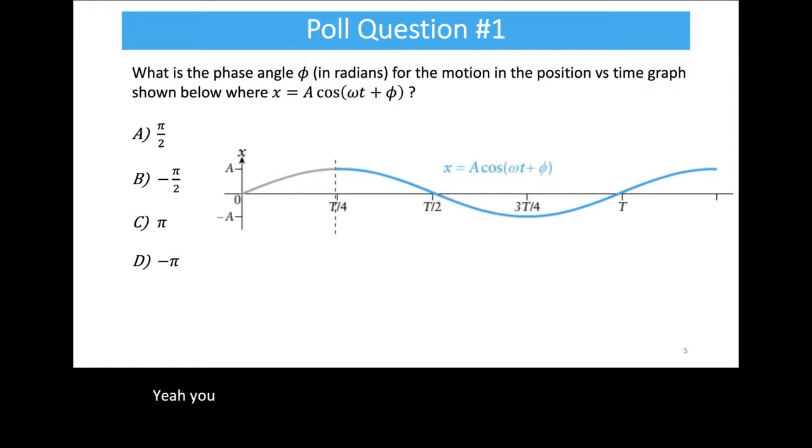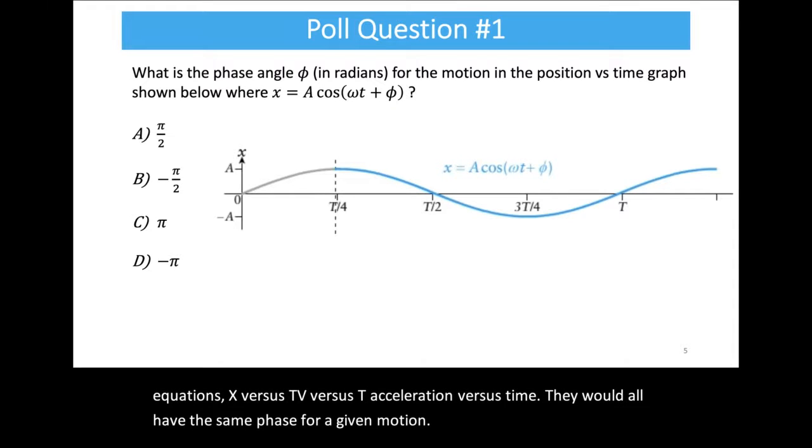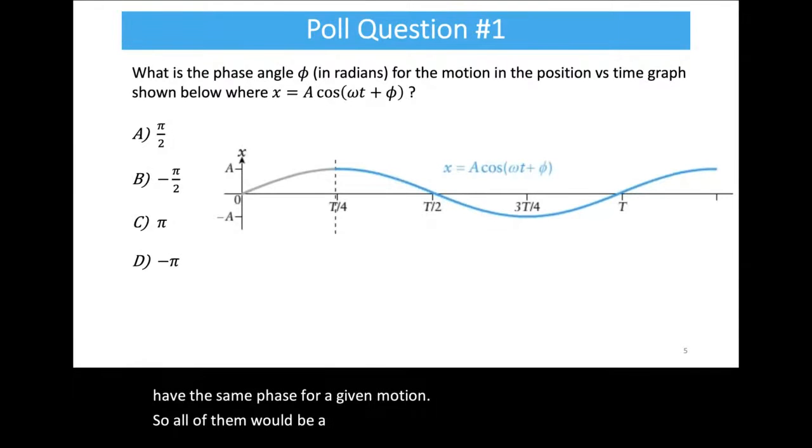Yeah, you would also add phi, exactly. So all three of your equations, x versus t, v versus t, acceleration versus time, would all have the same phase for a given motion. So all of them would be omega t plus whatever the phi is.